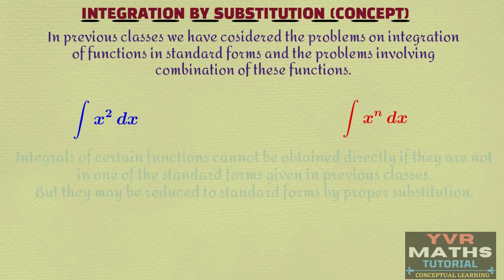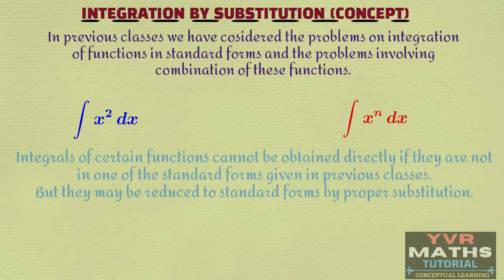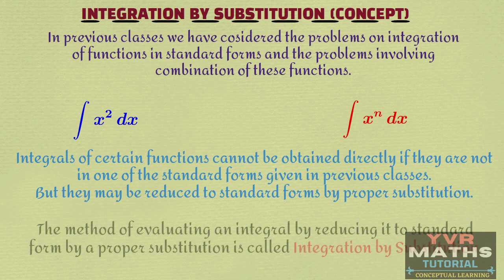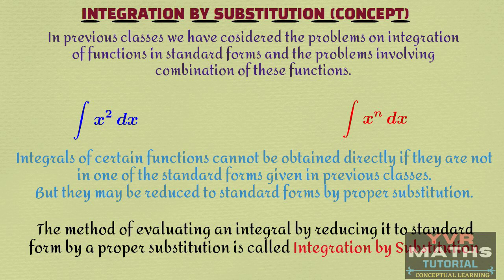But integrals of certain functions cannot be obtained directly if they are not in one of the standard forms given in previous classes. They may be reduced to standard forms by proper substitution. The method of evaluating an integral by reducing it to standard form by a proper substitution is called integration by substitution. First of all, I will explain this concept by taking one general function, and then I will explain some theorems.